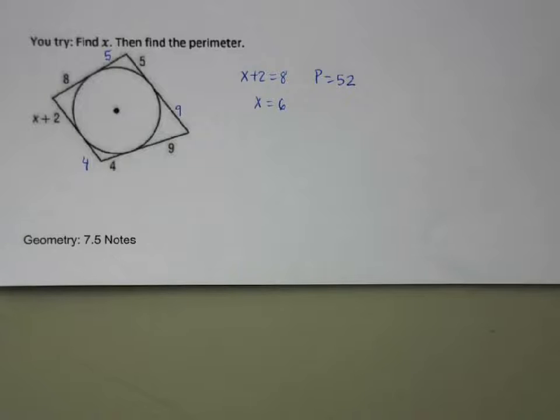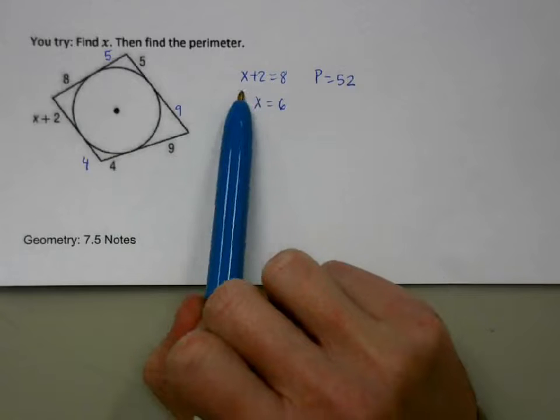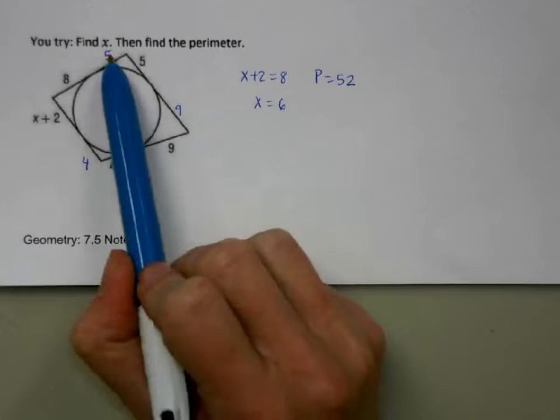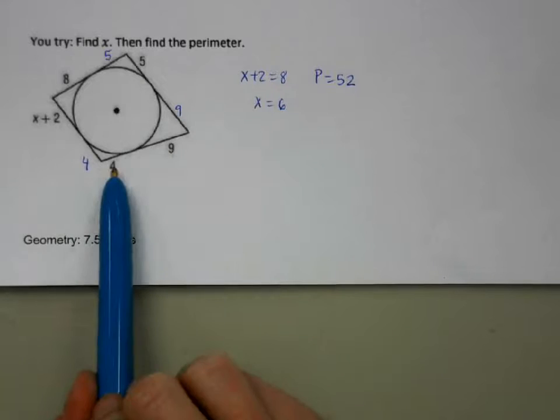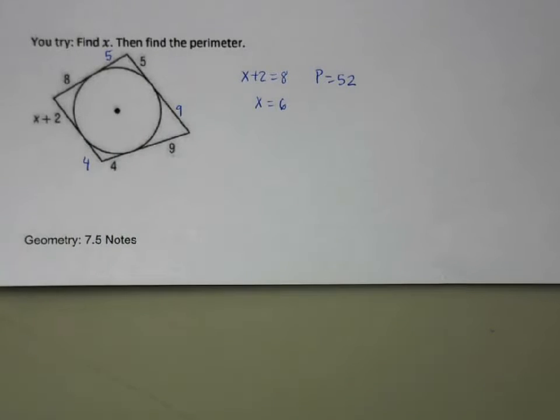So in this picture, first to find x, these two are the same. So x equals 6 after we solve that equation. If this is 5, this is 5. If this is 9, this is 9. If this is 4, this is 4. Add all those up to get 52. And that is tangent lines.